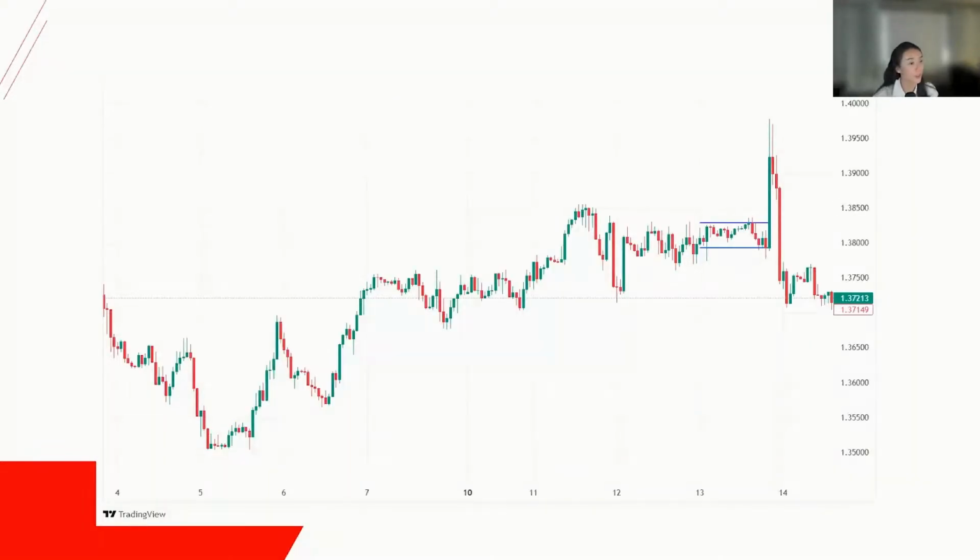Okay, so here you can see there is a news coming up. Before that, the price is in consolidation. So you can see the price didn't move a lot. After the news release, the price shot up and now retreats back.